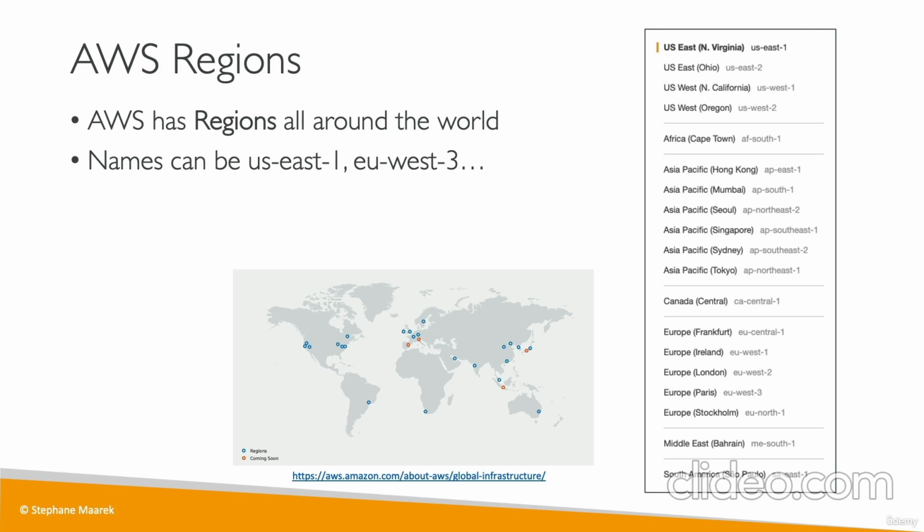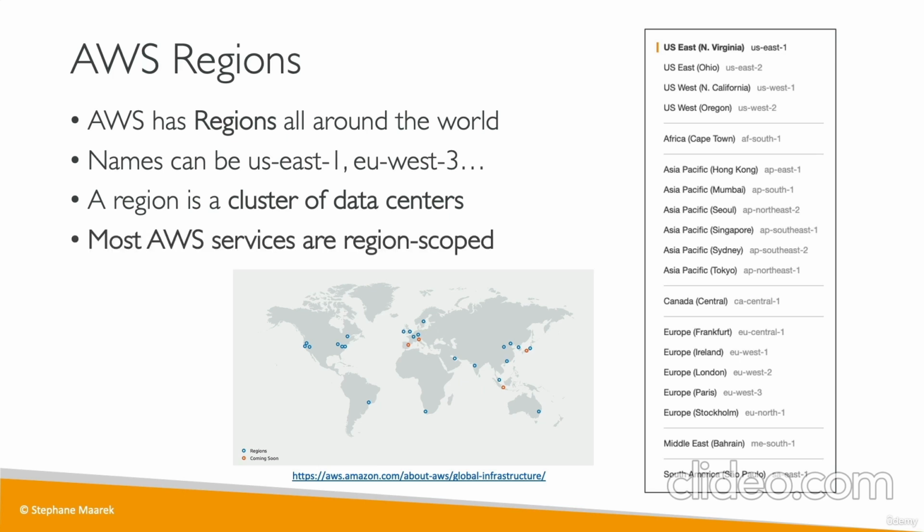Now, what is in a region truly? Well, it's a cluster of data centers, so many different data centers located near, for example, Ohio or Singapore or Sydney or Tokyo. When we use AWS services, most services are going to be linked and scoped to a specific region. That means that if we use a service in one region and we try to use it in another region, it will be like a new time of using the service.